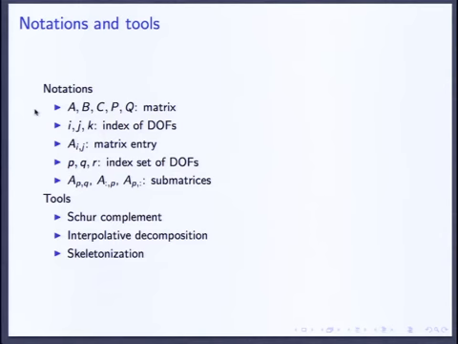And A, I, J stand for matrix entries. And P, Q, R, these letters stand for the set of indices, or set of degrees of freedom. And I use a MATLAB notation A(P, Q), sorry, this should be A(:, Q), to stand for some matrices restricted to these index sets.